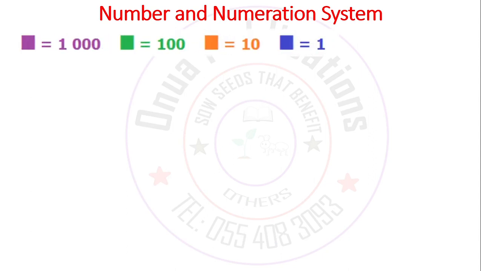We have brought in another digit. Now you realize that we have 4 digits. So we've brought in another thing, the purple color. Whenever you see a single table, it represents 1000.